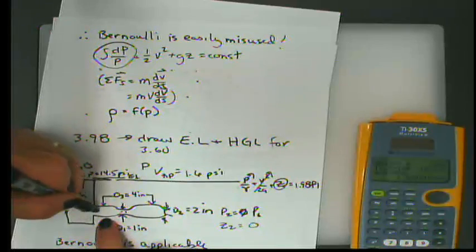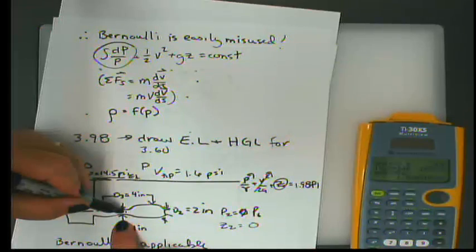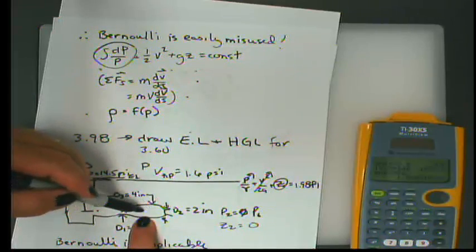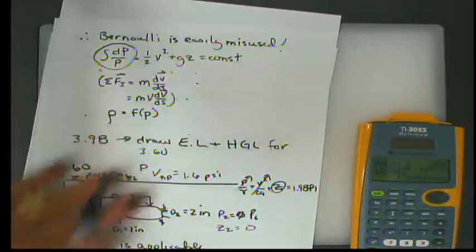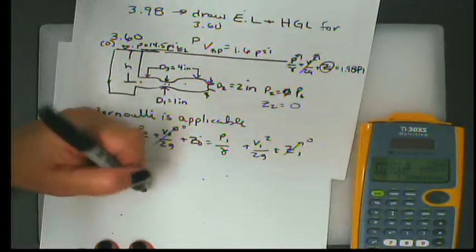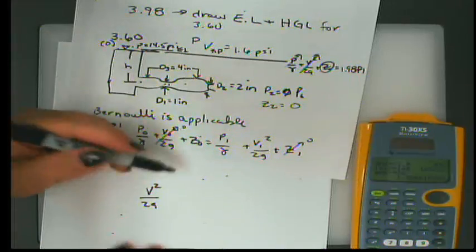Now, in this pipe, we're going to have a velocity. And as we do that, we're going to have to subtract V squared over 2G from the energy line.